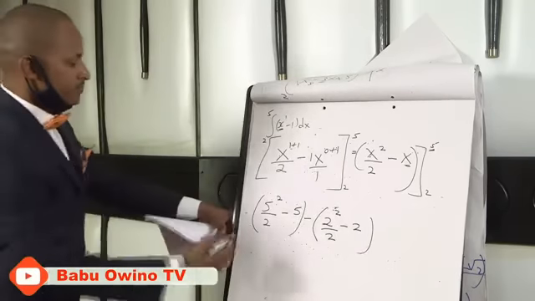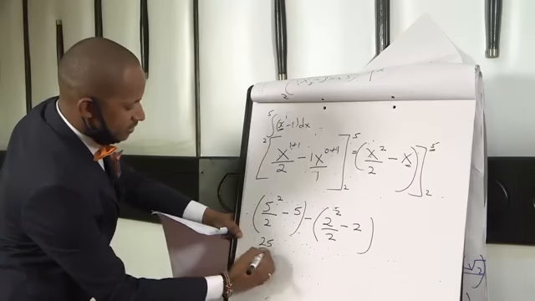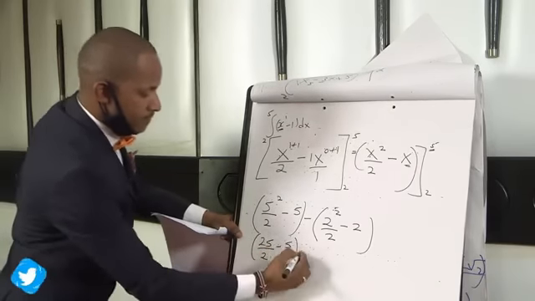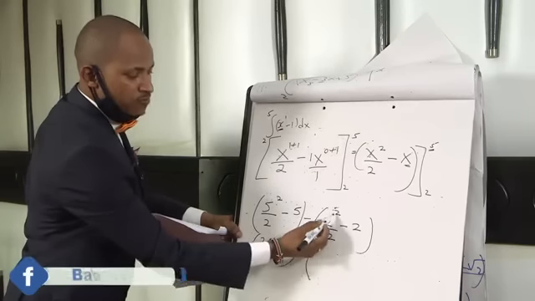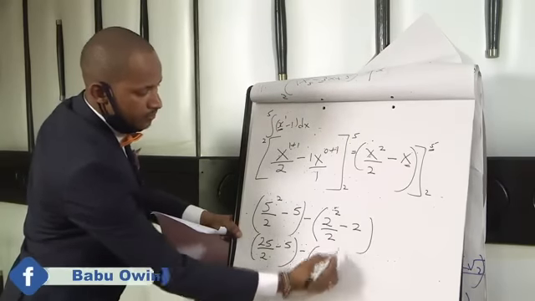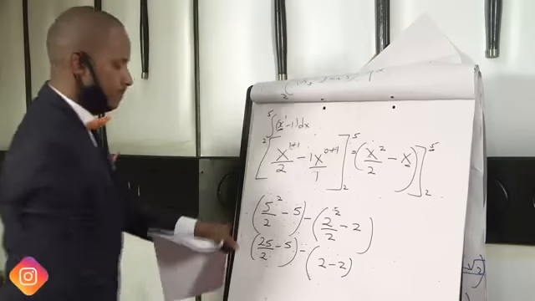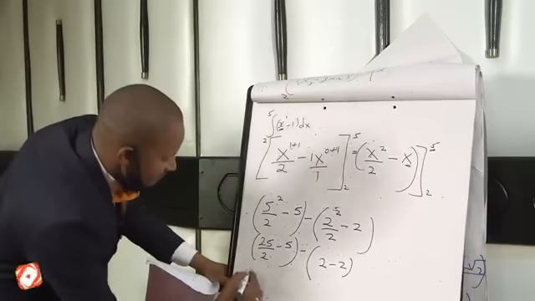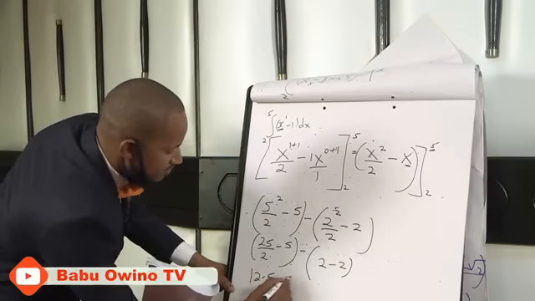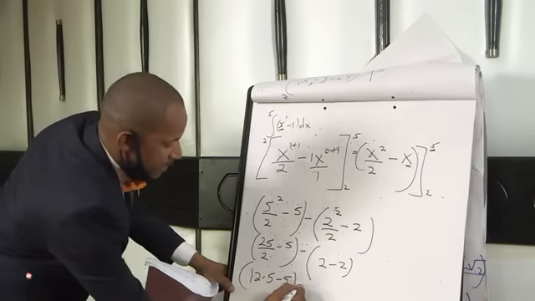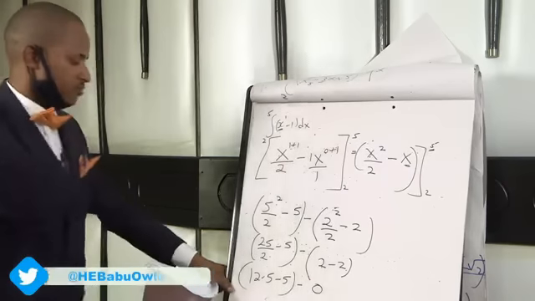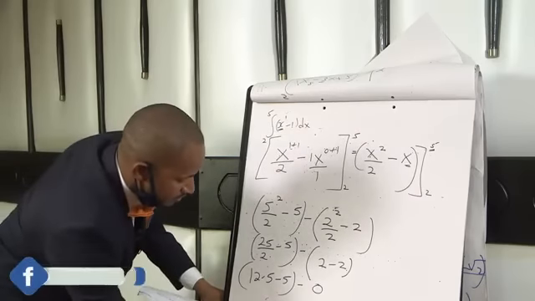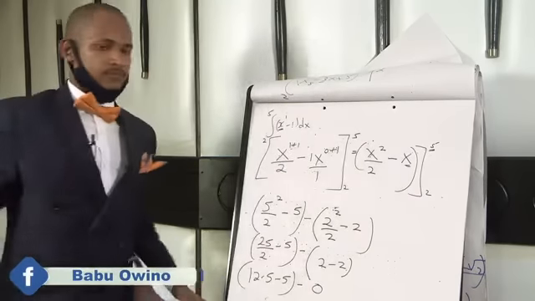You open this up. 5 squared is 25 from your calculator, divided by 2, minus 5. Minus 2 squared is 4. 4 divided by 2 is 2. Then minus 2. 25 divided by 2 is 12.5. So 12.5 minus 5, minus 2 minus 2 is 0. Therefore, 12.5 minus 5, you get 7.5. That is the value.